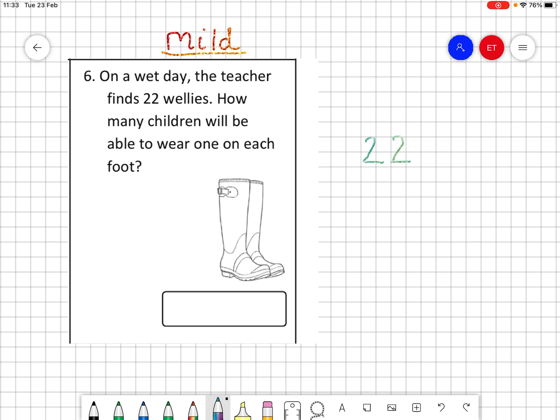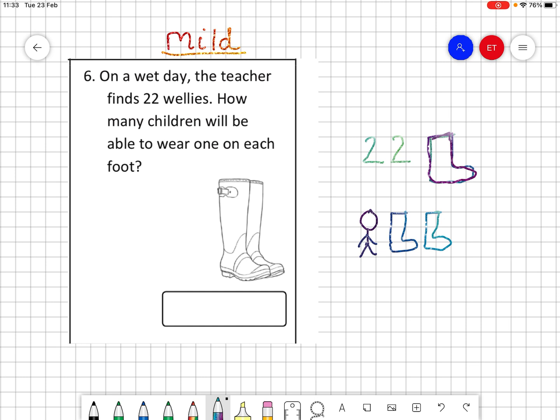There's 22 of the wellies. Okay? And obviously one person needs 2 wellies because they have 2 feet. So that means that we need to half this number in order to divide it by 2 to find out how many children can wear the wellies.